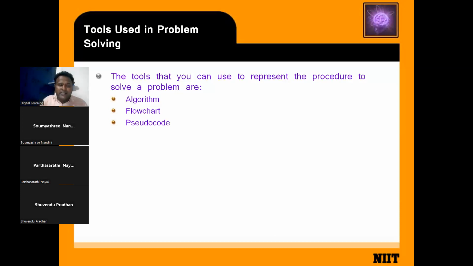Okay, so for analyzing or gathering the information, the tools that we are using are algorithm, flowchart, and pseudocode. Algorithm, flowchart, and pseudocode are the three problem solving tools we are using. So write that: problem solving tools.